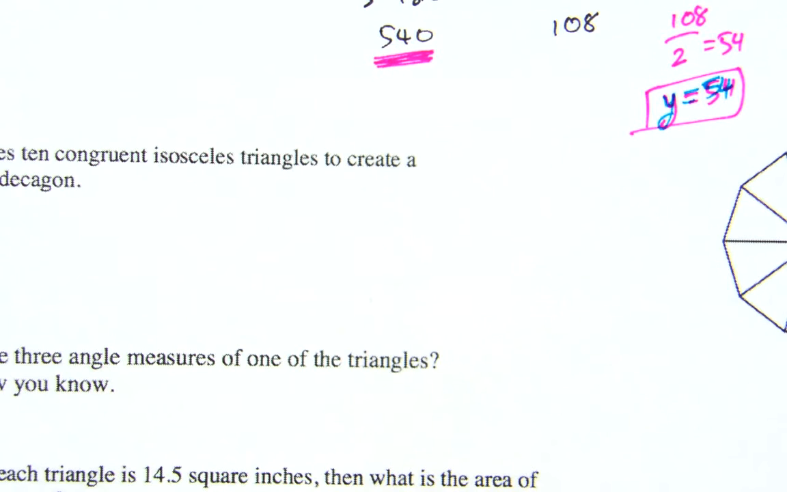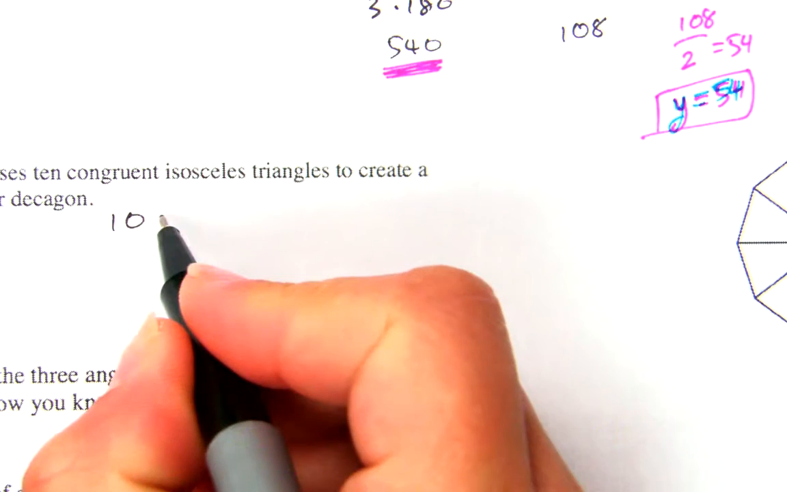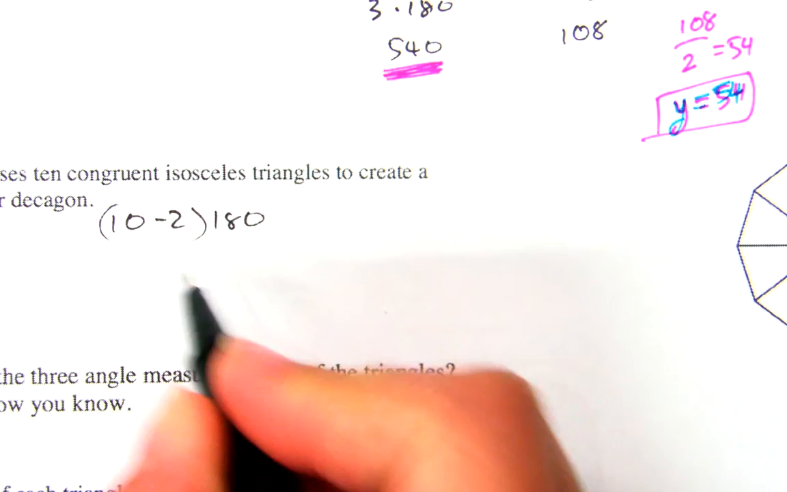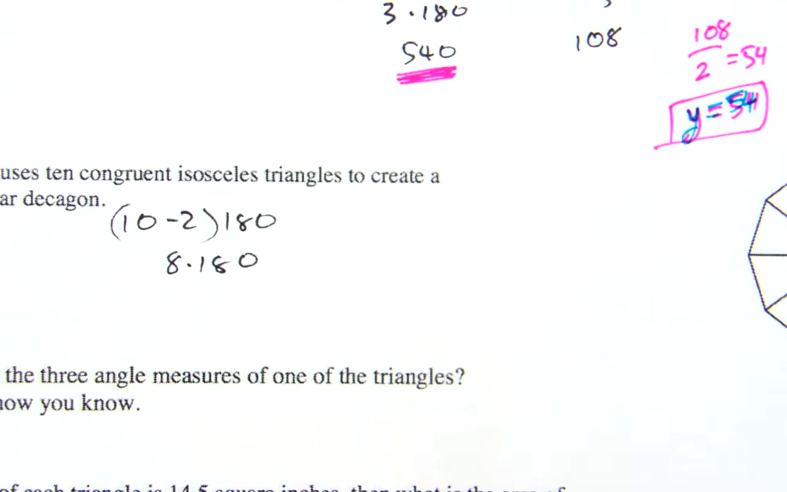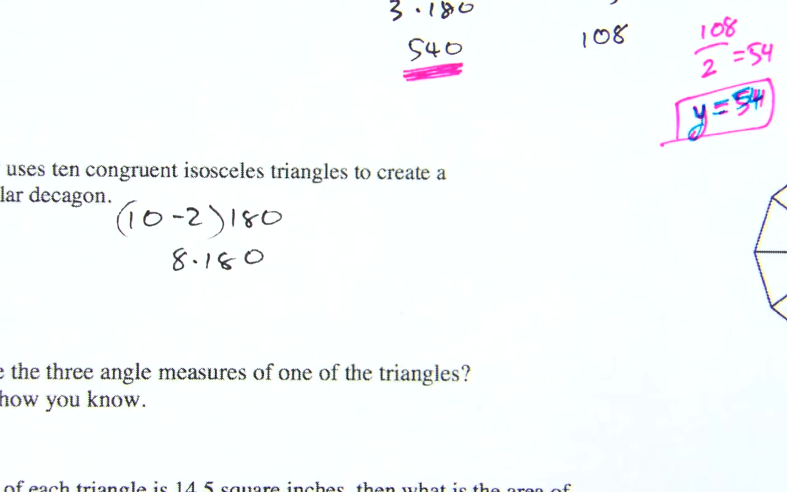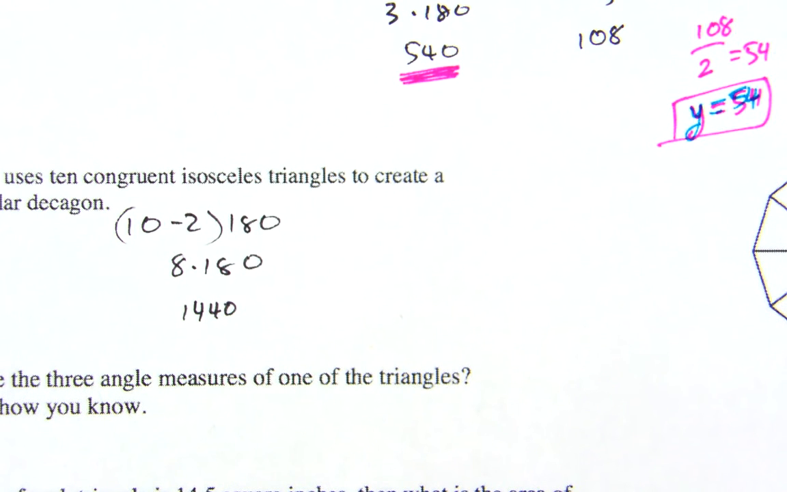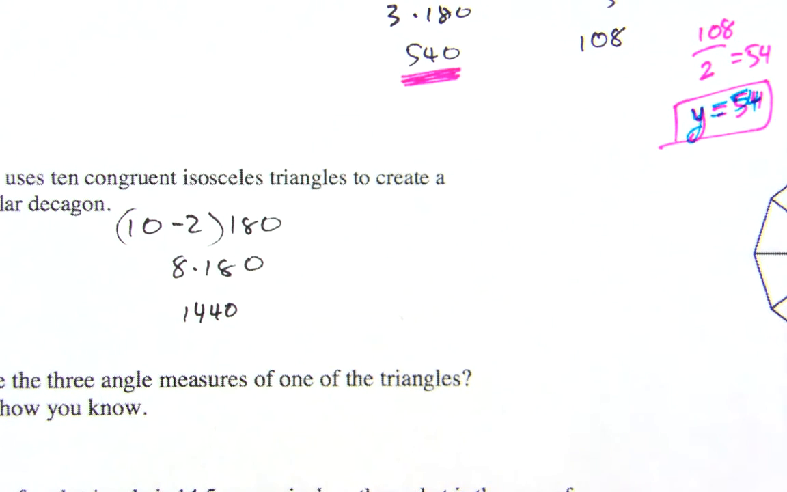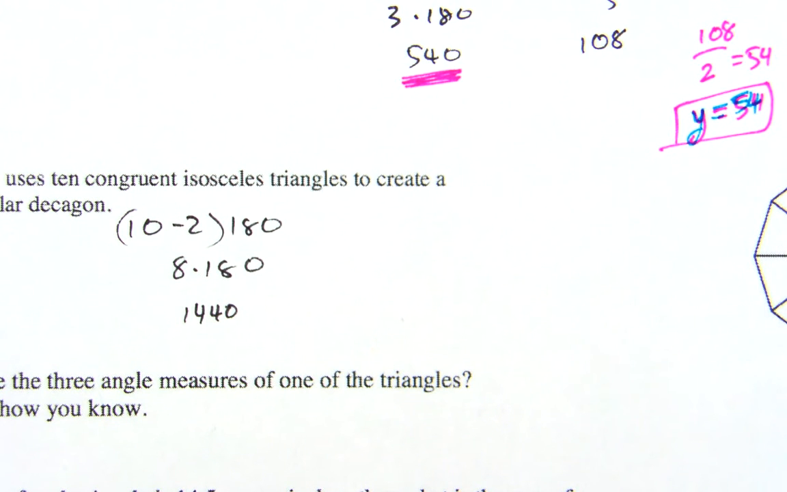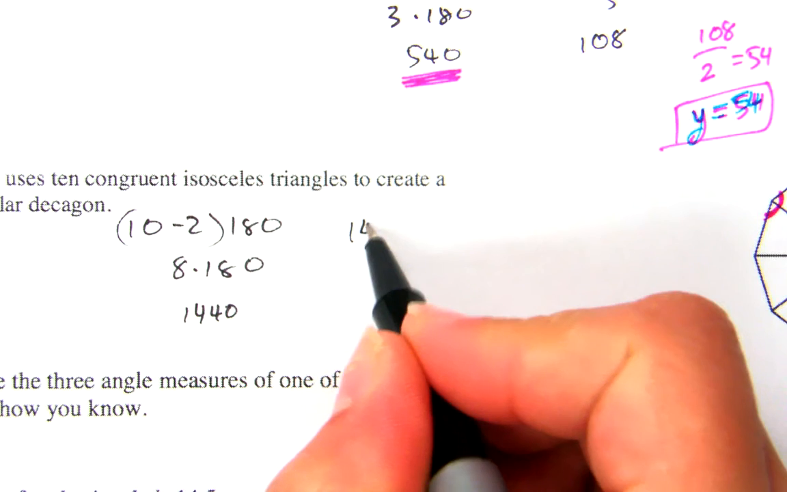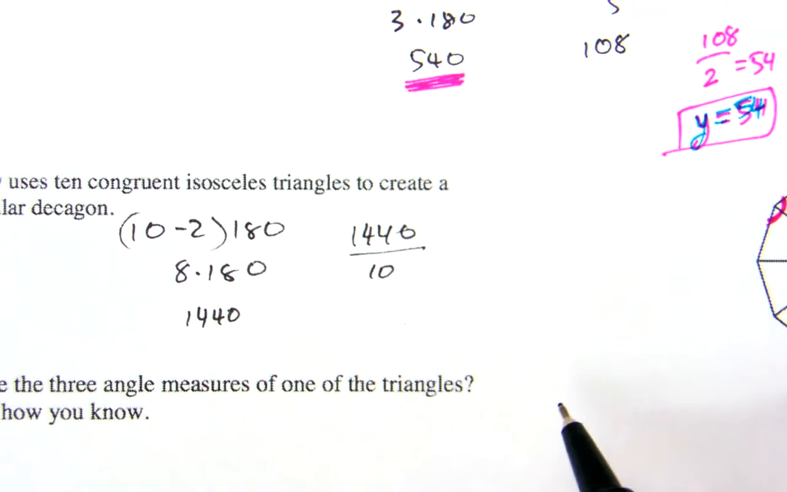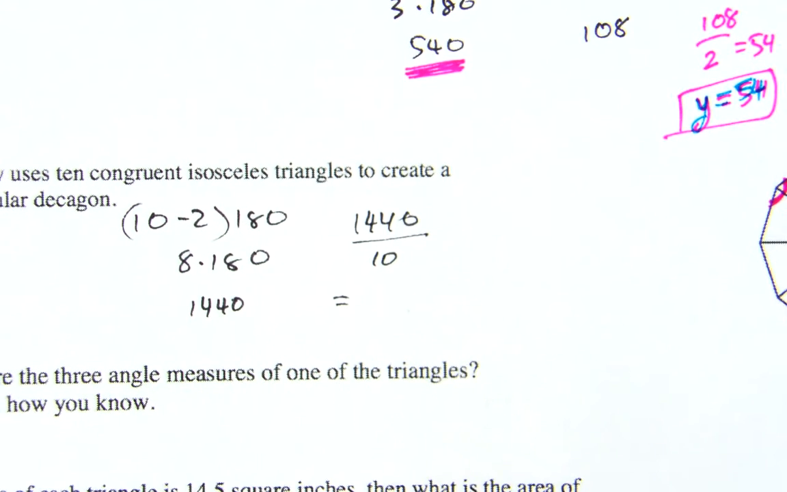So we have, where's the black one? What happened to the black? Oh, there it is. So we have 10 sides minus 2 times 180. So that makes it 8 times 180. So 8 times 180 is 1440. Okay, so all of the angles inside add up to 1440, but I only want, let's say, one of the pink ones, right? So I'm going to take 1440 and divide by 10.